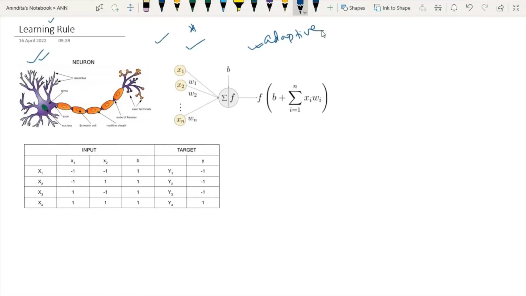You have to pay attention to this point. That is, we are talking about an adaptive system. Basically, ANN can change its internal structure based on the information that we are passing through it. So this is known as adaptation.